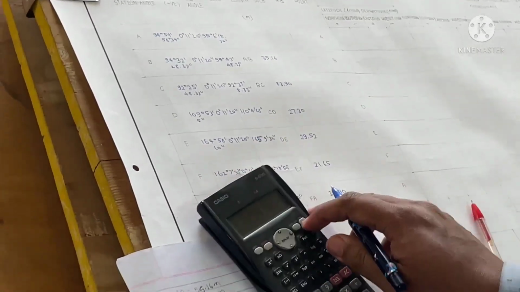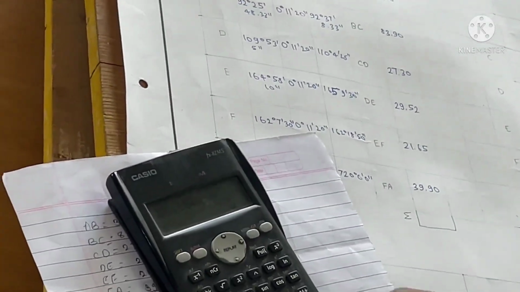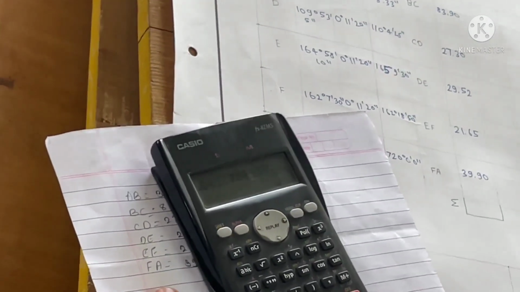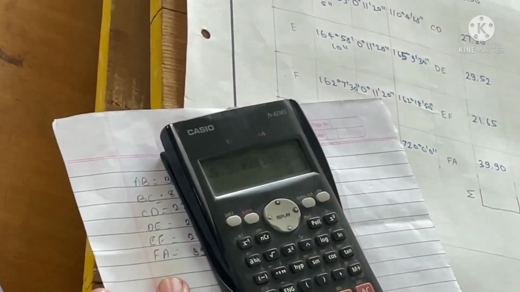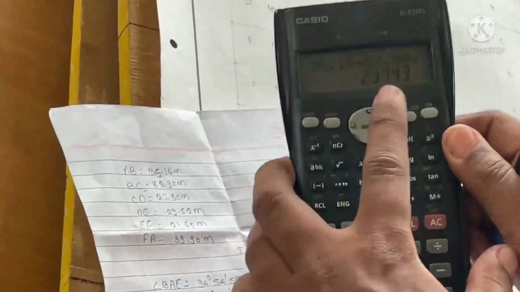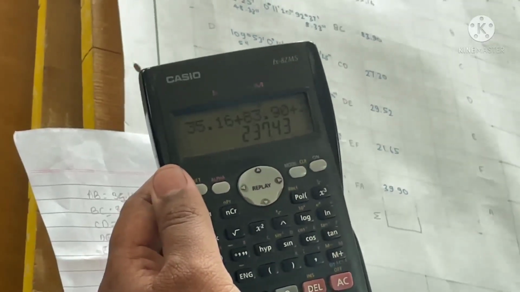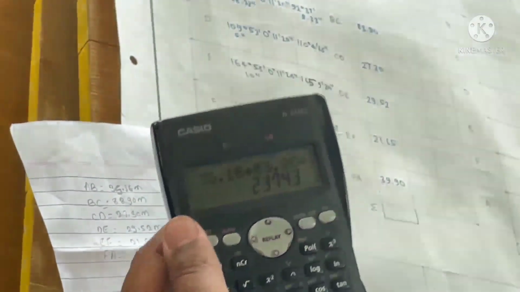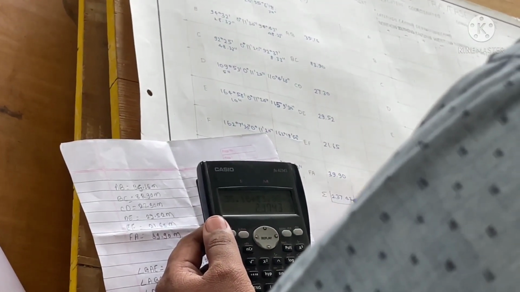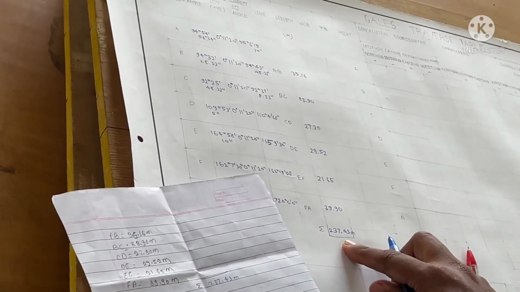So for further calculation we need the addition of all these lengths. So it is 35.16 plus 83.90 plus 27.30 plus 29.52 plus 21.65 plus 39.90. So this is coming out to be 237.43. This is required whenever we are going to calculate the corrections. This is nothing but the perimeter of the traverse. So we are going to write it here: 237.43 meters.